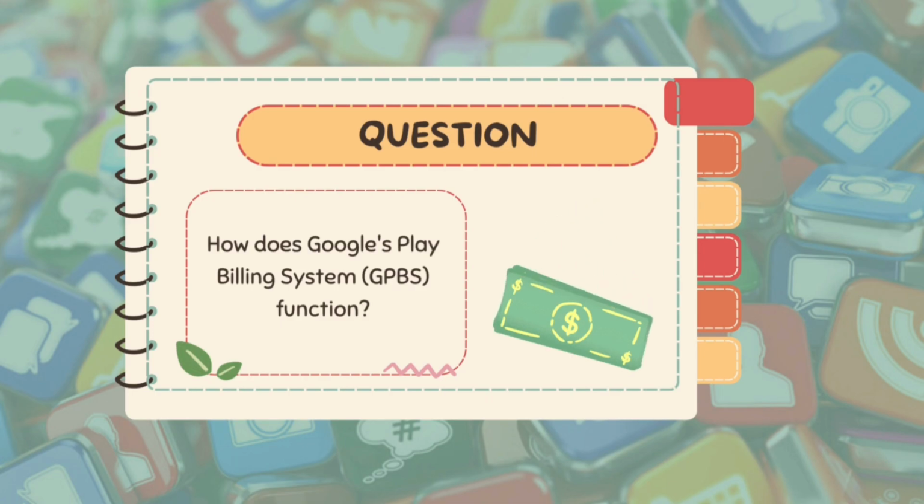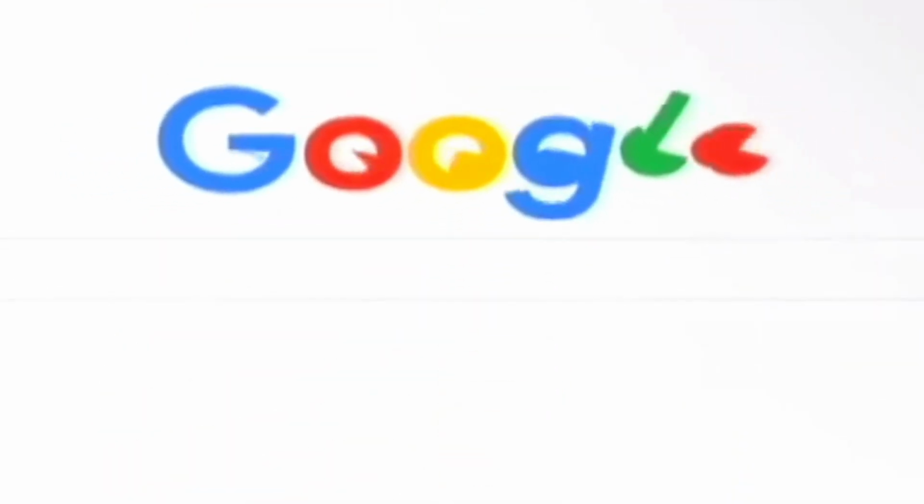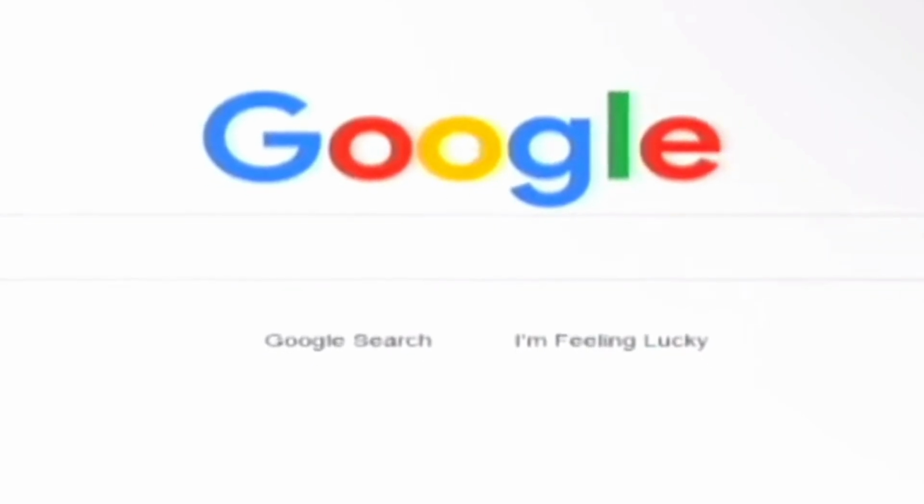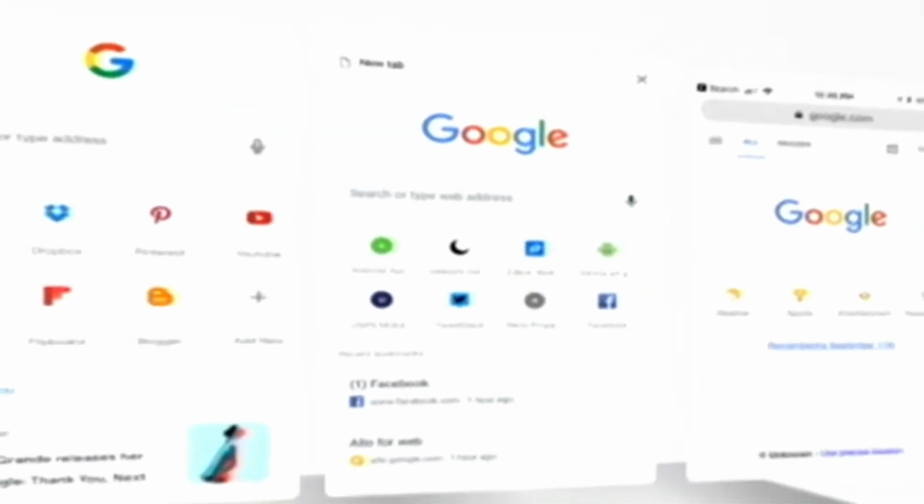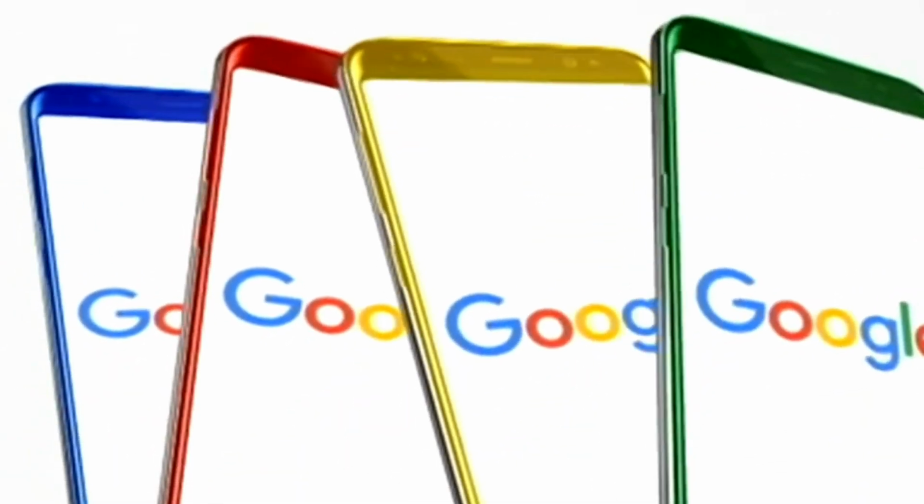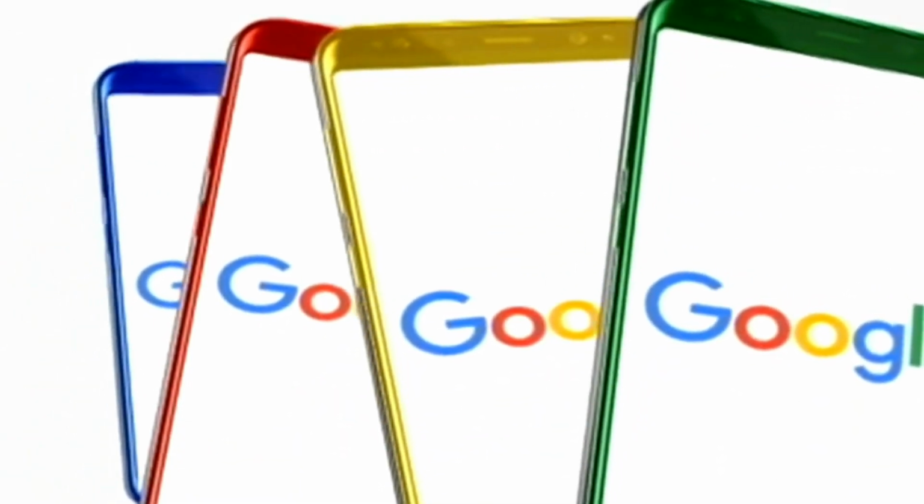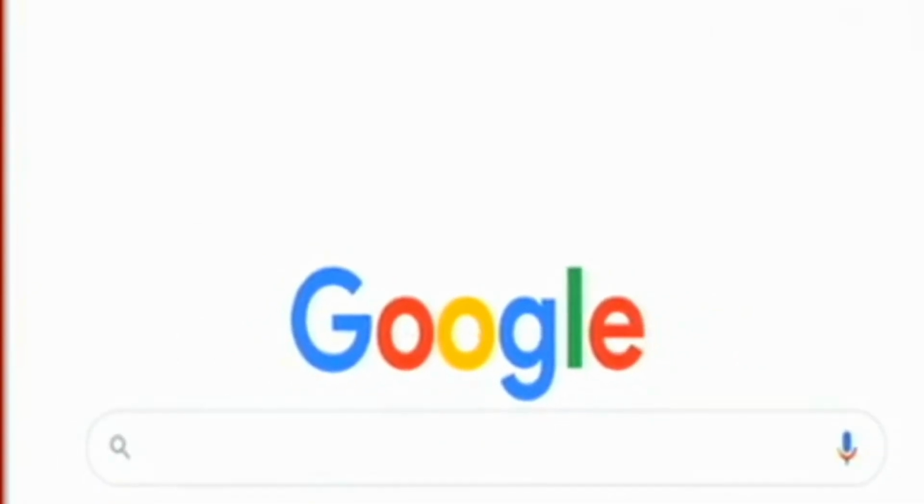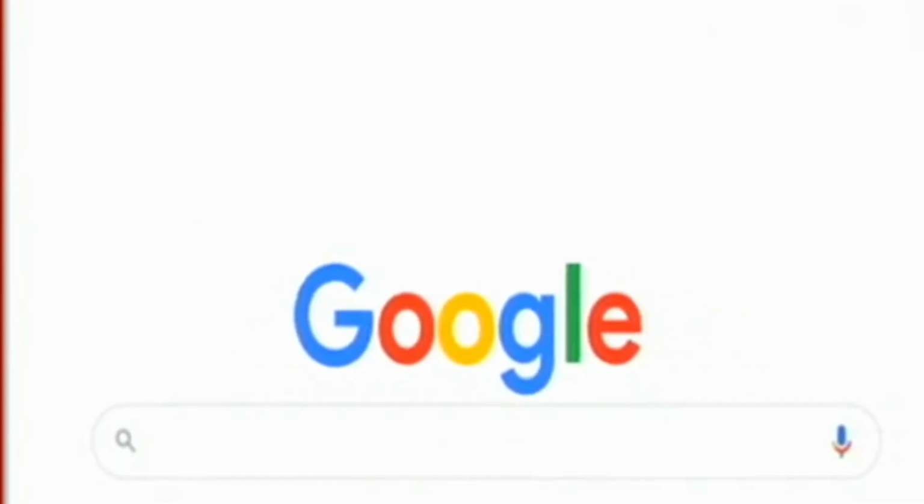Google's Play billing system serves as the primary mechanism for processing in-app purchases and subscriptions within the Google Play Store ecosystem. It provides a standardized framework for developers to monetize their apps and services while ensuring a seamless payment experience for users. The GPBS operates on a tiered fee structure, which entails developers paying a certain percentage of revenue generated through in-app transactions to Google.